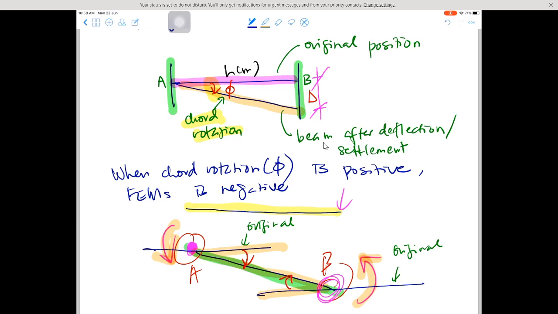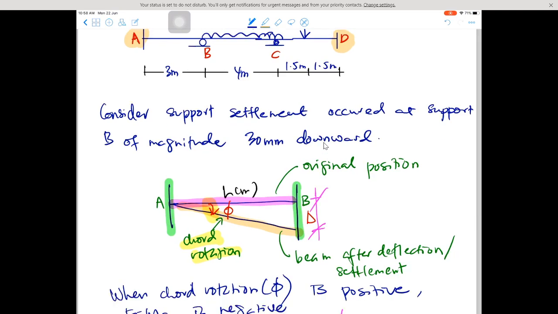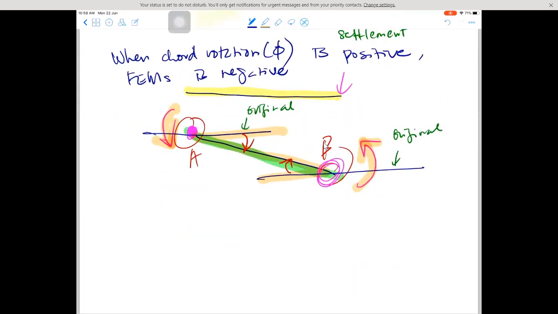So this concept is very important because we have to apply this into the determination of the member end moment, considering support settlement. Okay, we go back to the question. Consider support settlement occurs at support B of magnitude 30 mm downward. Now I want to sketch the free body diagram for the beam after settlement. So this is the beam.